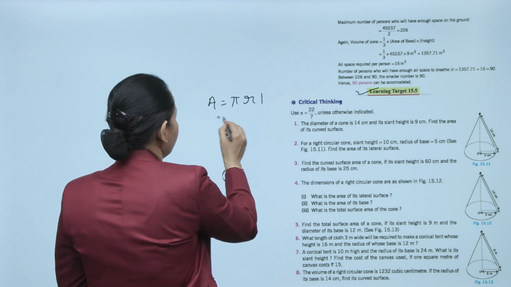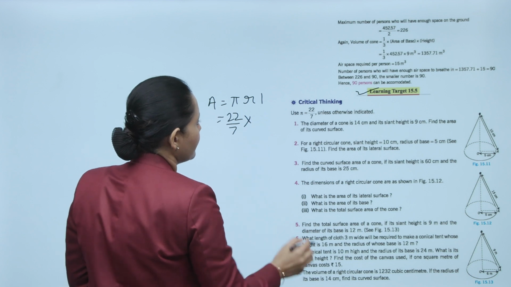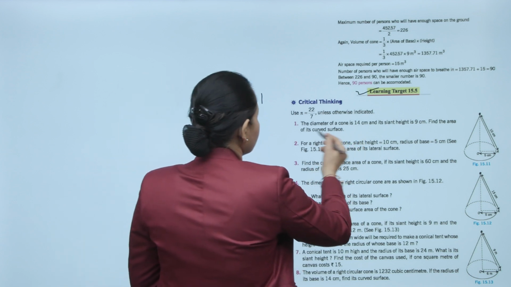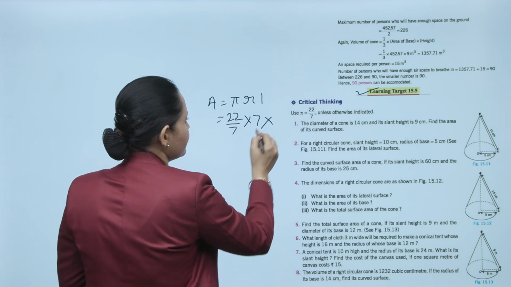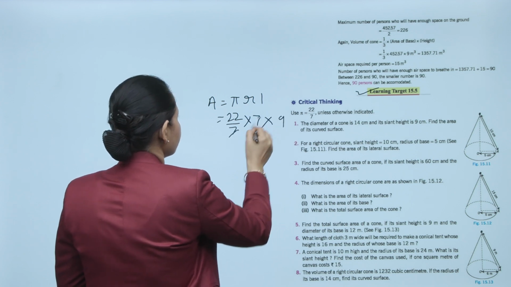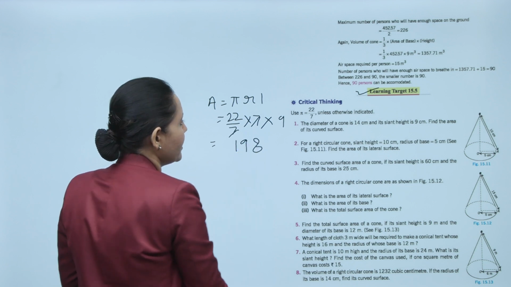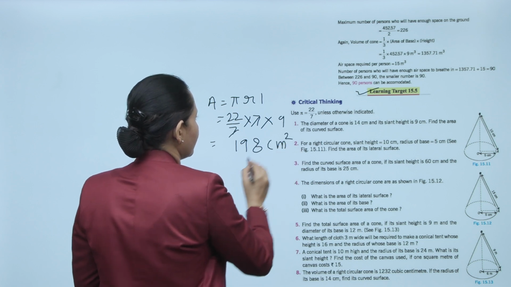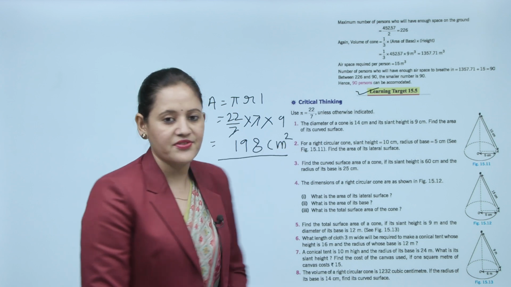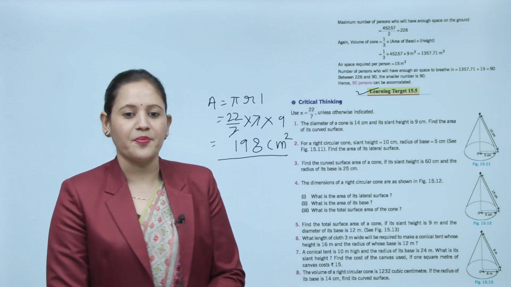Pi r l. Diameter है 14, so r हो जाएगा 7 and 9. 198 centimeter square. That is our curved surface area. Clear? Practice all the questions. We will move to next topic.